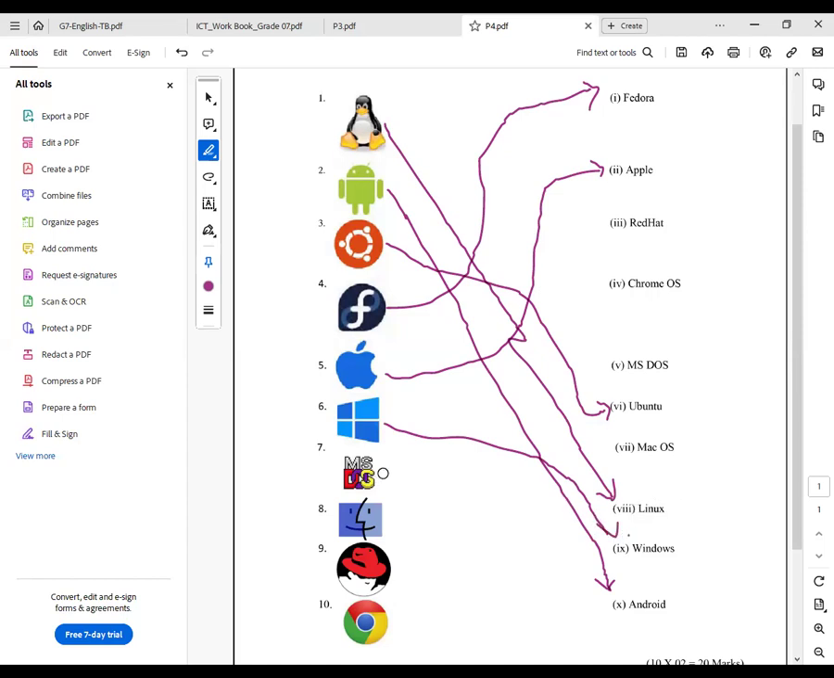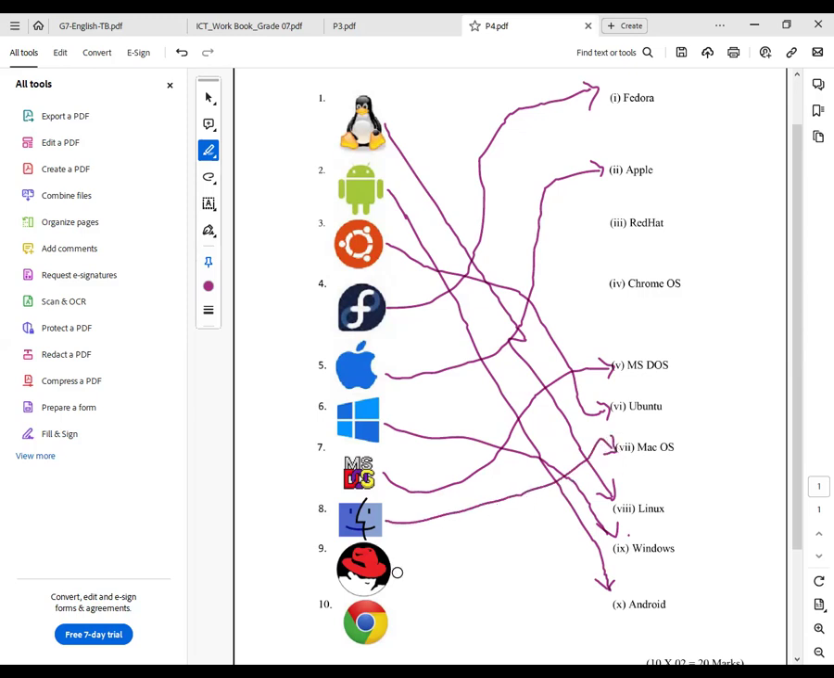Okay, then this one, MS-DOS. This one, Mac OS. Yes, this is Mac OS. Very good.